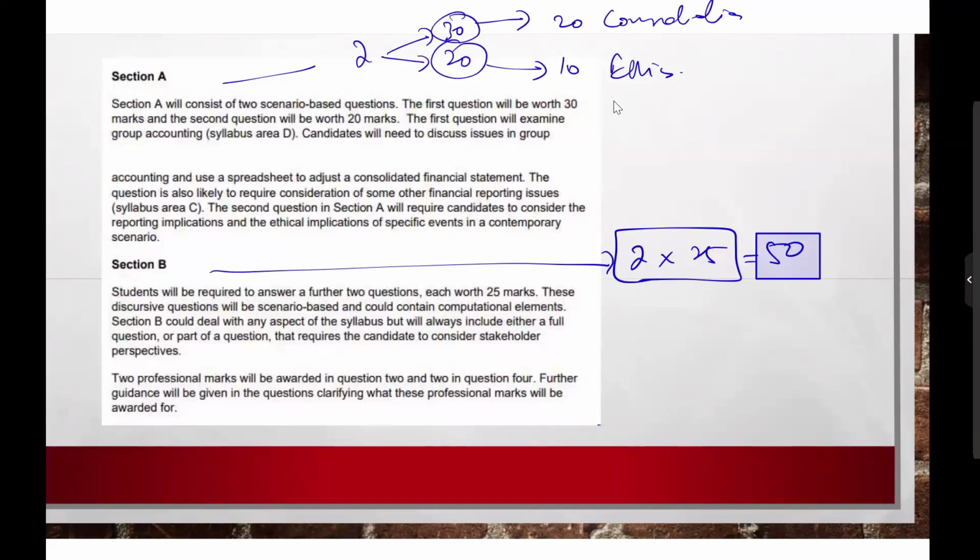So question number 1, section A, 2 questions; section B, 2 questions. 50 marks, 50 marks, and it is going to be 30 and 20, and then here it is going to be 25 into 2. Now the questions over here are majorly going to be discursive plus computation to support discussions.